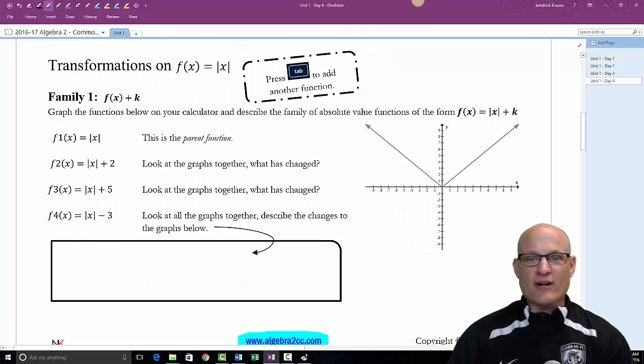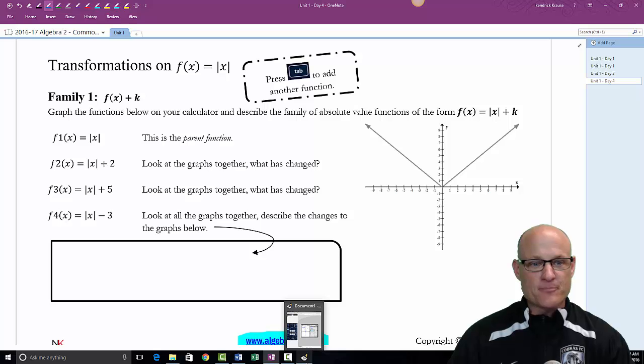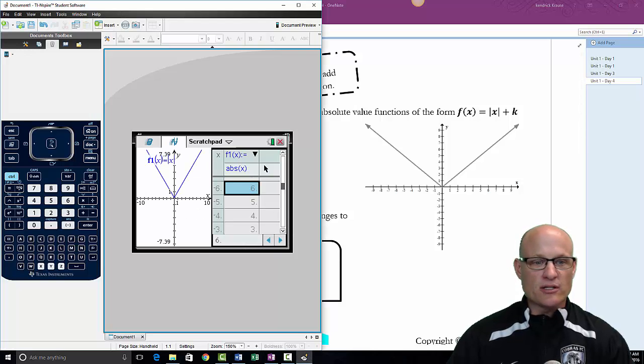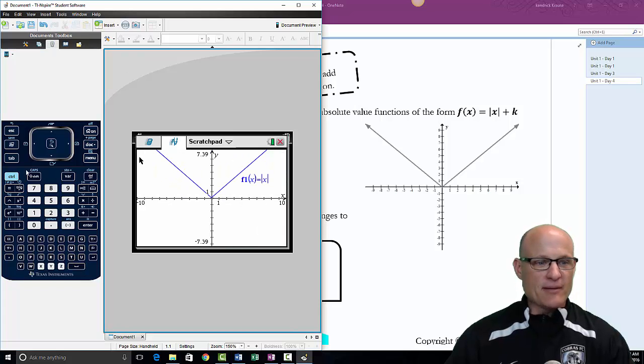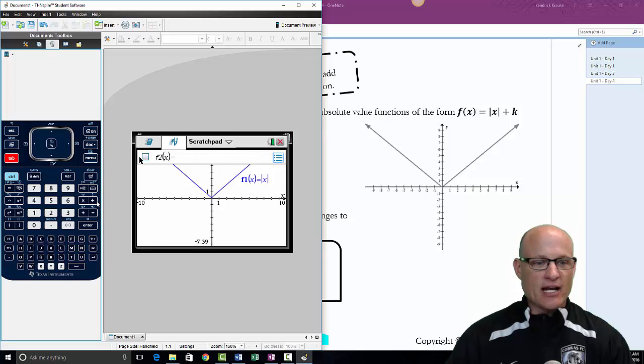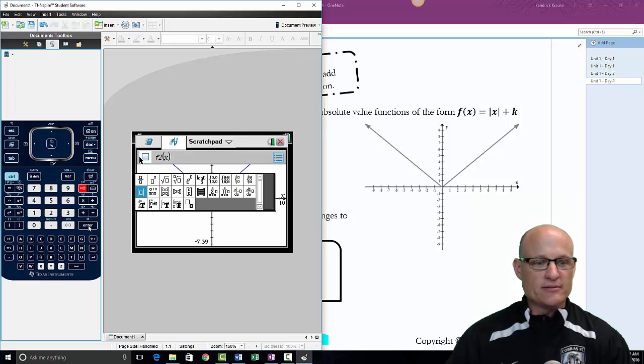So the reason we're going to press the tab function is because that allows us to graph two things on the same curve. Now I already have this graphed on my calculator, so I'm going to press the tab button, and the first thing I'm going to do is +2. So let me get rid of my table, Control T, and I'm going to hit tab, and I'm going to do absolute value again.